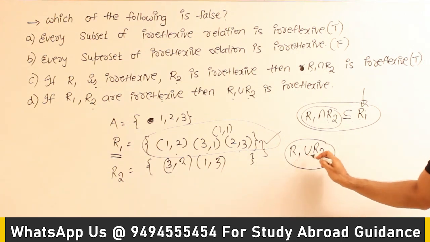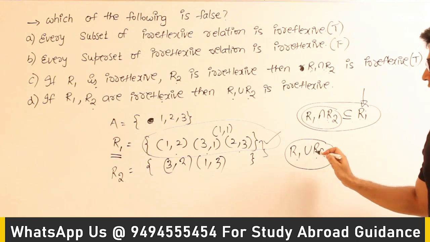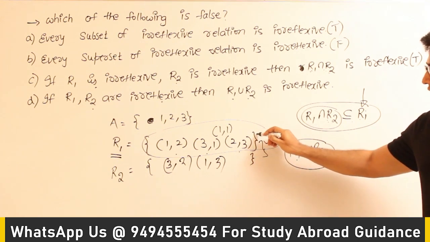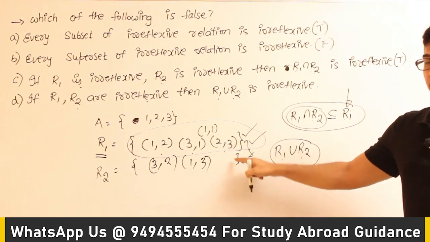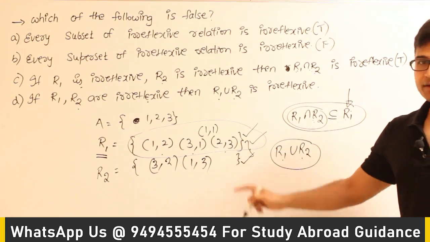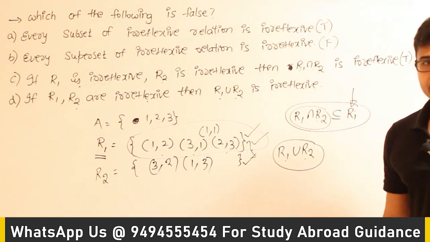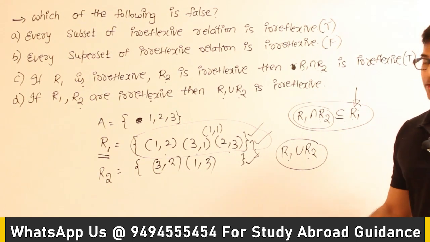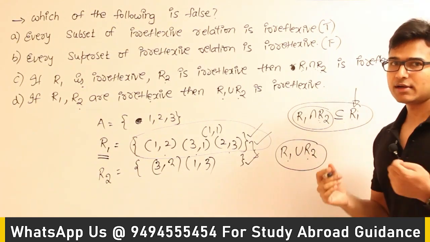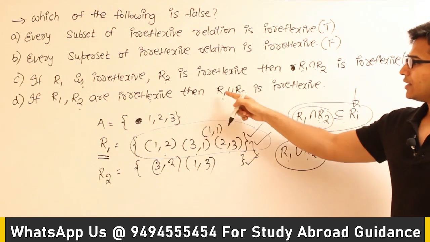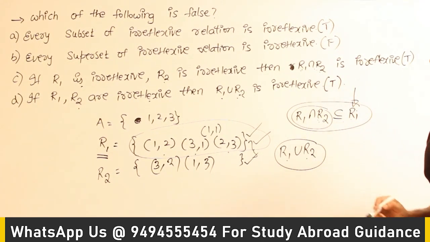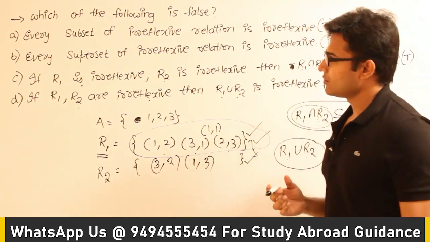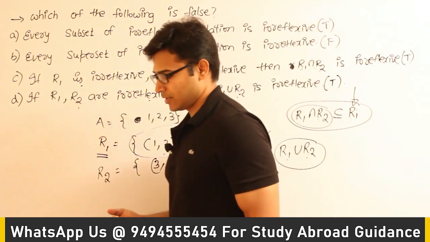R1 union R2 is definitely going to be irreflexive, because R1 does not contain any diagonal elements and R2 does not contain any diagonal elements. How are you sure? Because they are already irreflexive. By merging these two, the result does not contain diagonal elements, and so R1 union R2 is irreflexive. Got it? I have given you some examples, and you can even form a lot of questions on this.